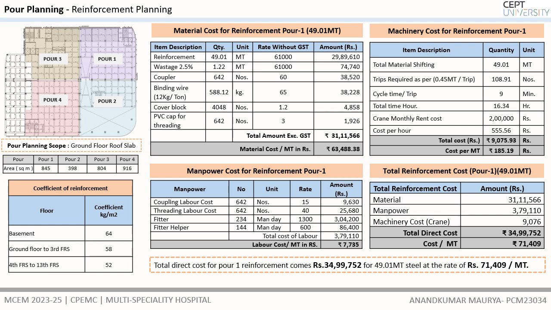Here for the quantity of pour one, we have prepared the BBS for pour one, which comes to a coefficient of 58 kilograms per square meter. As the ground and basement building parts are bulkier structurally, 10% more coefficient is provided, and above the fourth floor the building becomes lighter, and the typical floors go up to the 13th floor, where the coefficient is decreased by 10%, which is 52 kg per square meter.